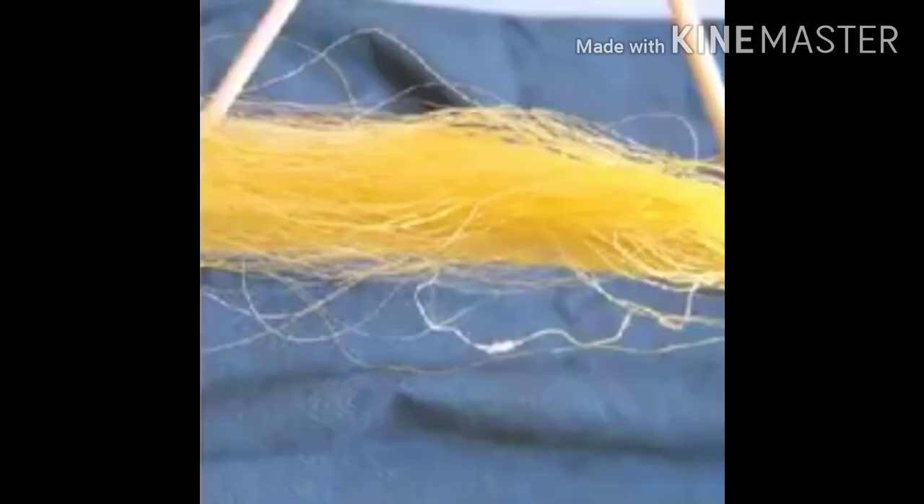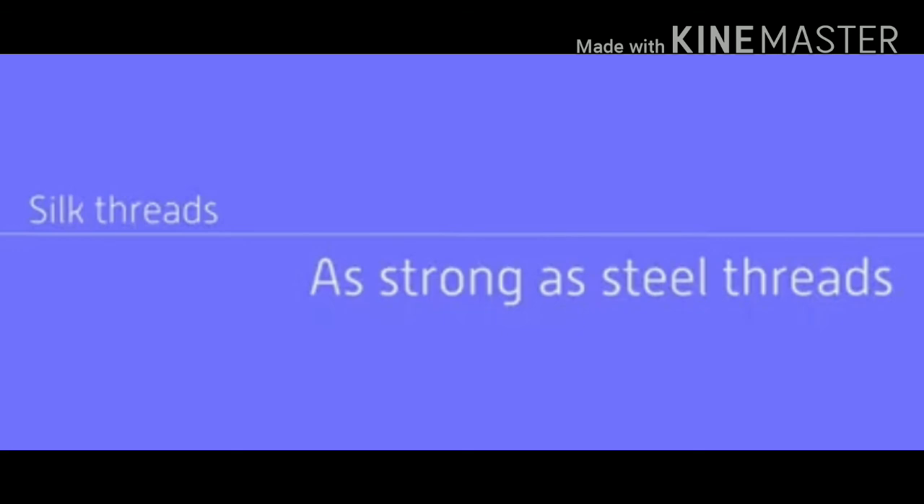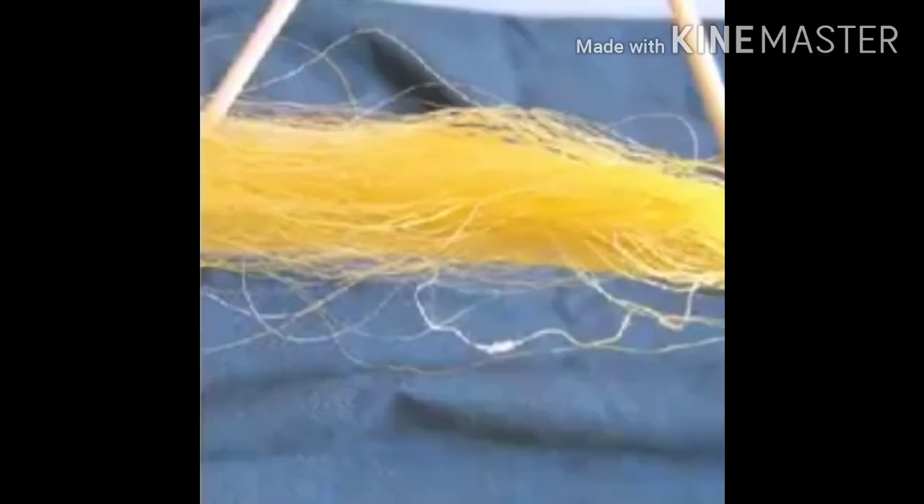Can you imagine that the soft silk yarn is as strong as a comparable thread of steel? Silk is the strongest natural fiber. The soft looking silk yarn is as strong as thread of steel.